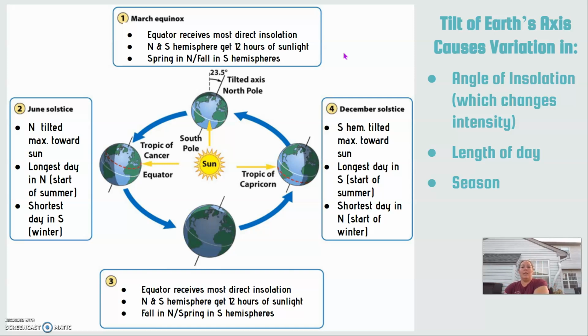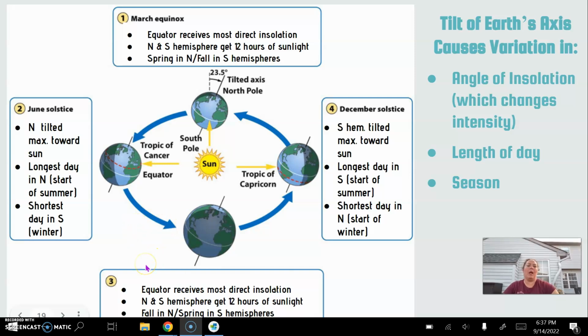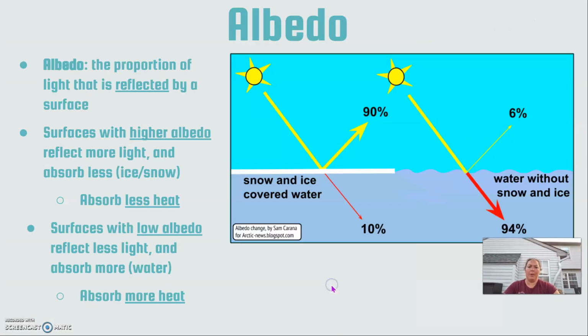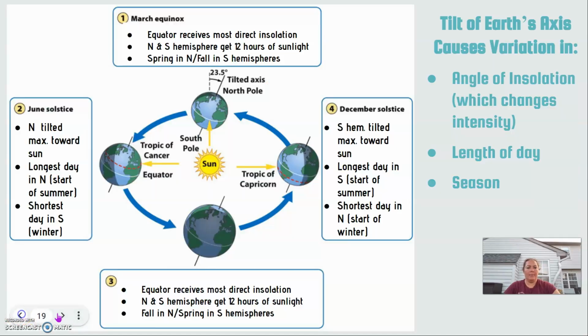In June, you see the northern hemisphere is maximally tilted toward the sun, which is the longest day, which is the start of summer. And the shortest day in the southern hemisphere, which is the winter. So you'll notice the top of the northern hemisphere here is tilted towards the sun, and the southern hemisphere is tilted away from the sun. Number 3 is the September equinox. It's not listed here, but that's when the equator receives the most direct insolation. Again, the northern and southern hemispheres are getting 12 hours of sunlight. It's the fall in the northern hemisphere and the spring in the southern hemisphere.